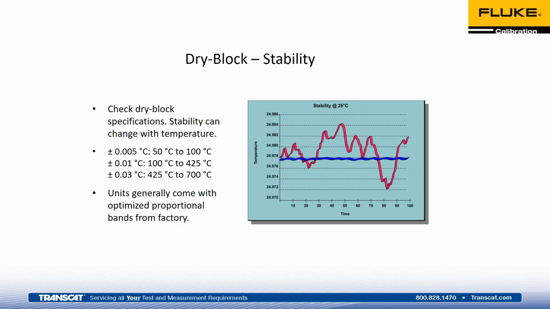Most units will come with an optimized proportional band in their controller setting from the factory, so you really don't want to mess with that. Usually there's enough R&D that goes into the wells that you don't need to adjust those, or it's not recommended that you do adjust those. But if you're taking a reading and you can't get the results to settle, one thing to check is your stability, and see if that's a potential source of error for you.